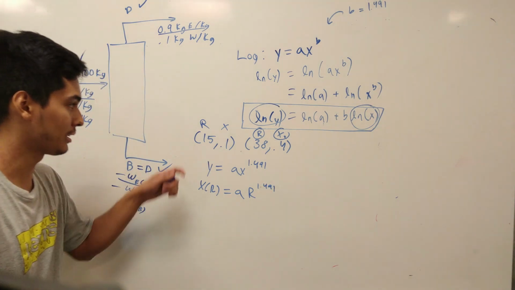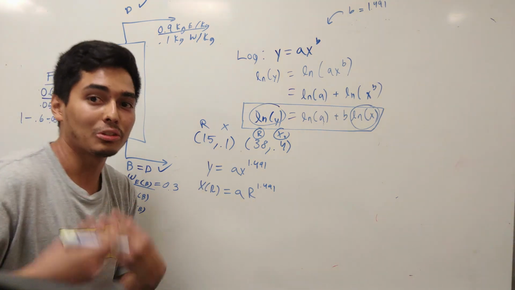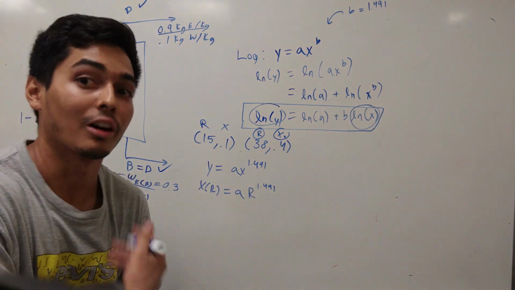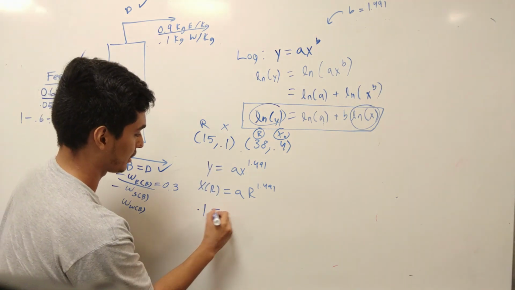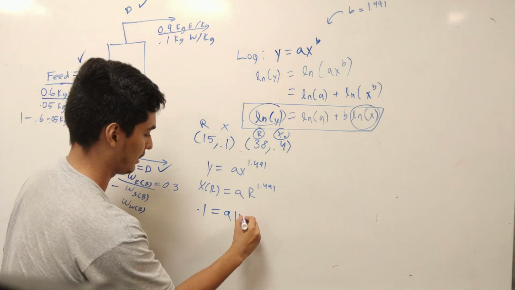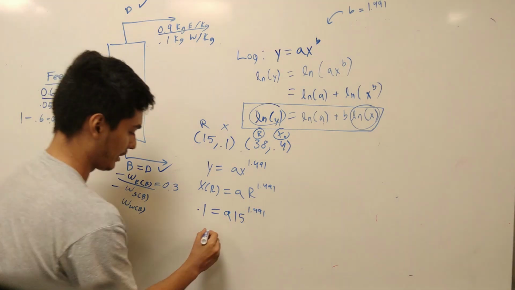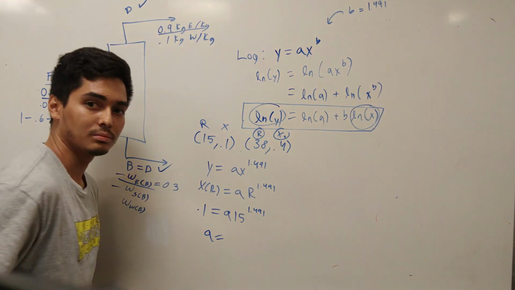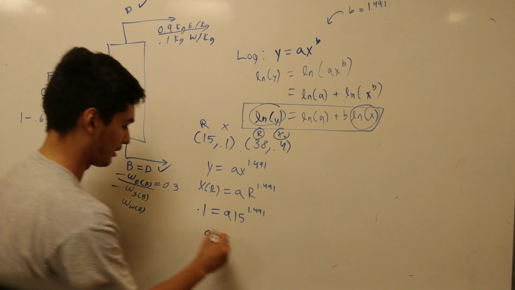You see what I'm doing? Because this is your r. Now x is a function of r. I want you to think of the output as a function of the input. So now if x is a function of r, let's just take this point. Point 1 equals a, well, we don't know that. R is going to be 15 to the 1.491. If you solve this, you're going to say a equals 1.76 times 10 to the negative 3.